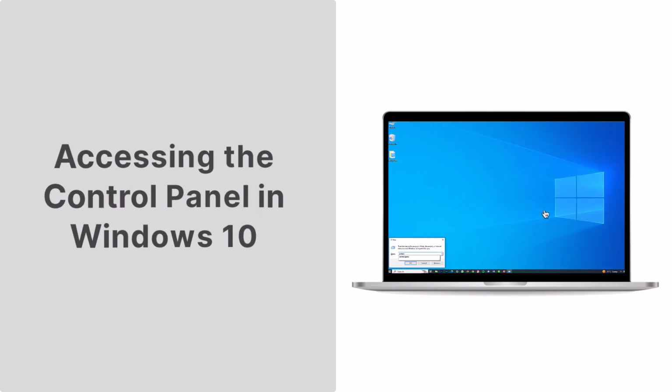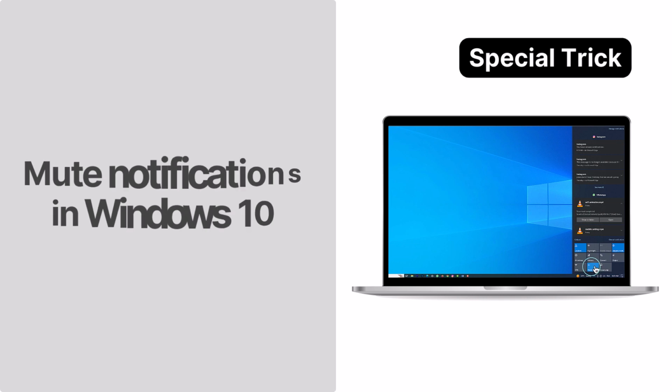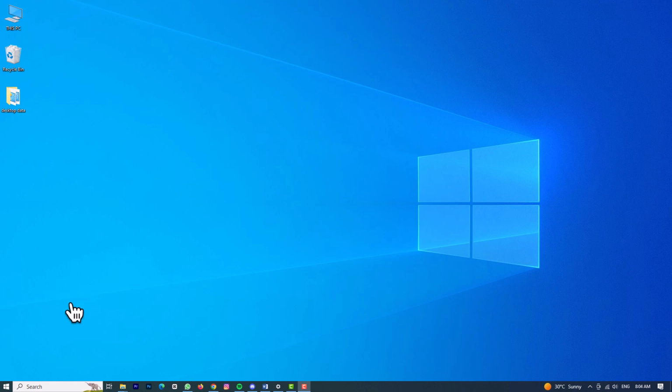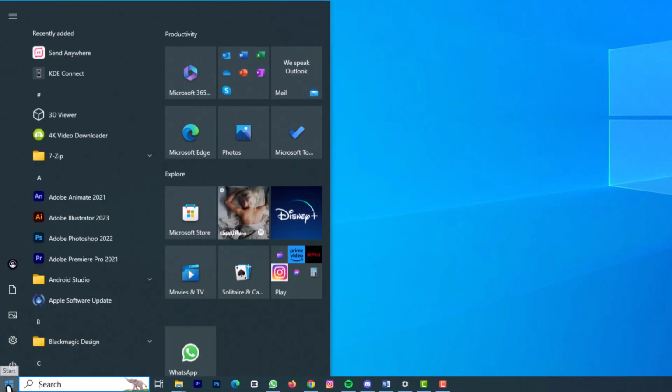Let's delve into the various methods of accessing the control panel in Windows 10. And stay with us until the end for a bonus tip on muting notifications in Windows 10. Let's get started. One approach you can use is by clicking the Start button.